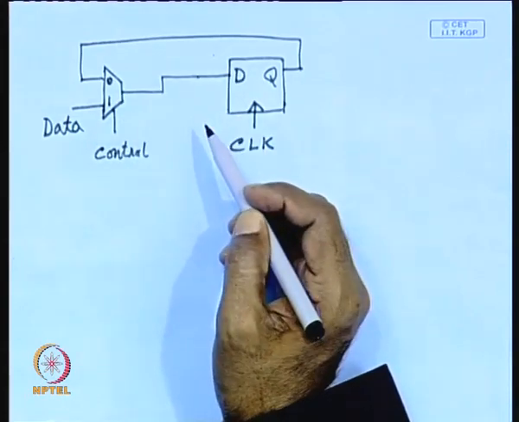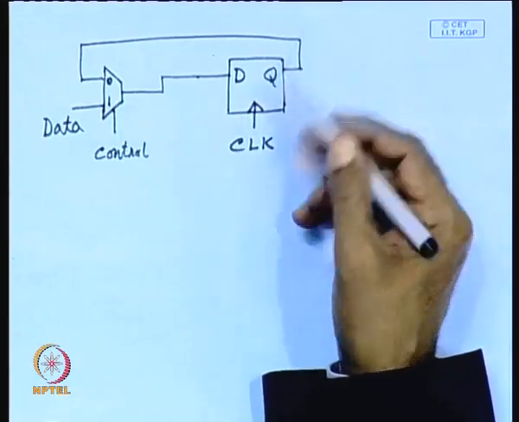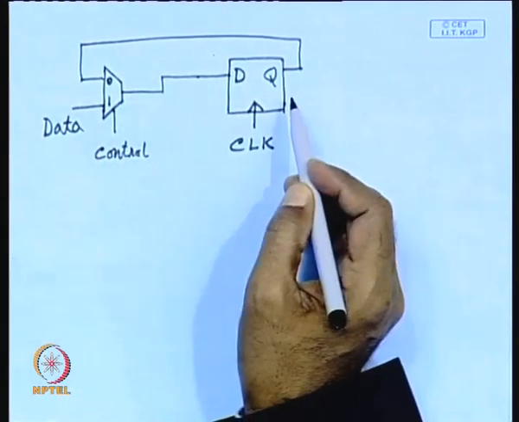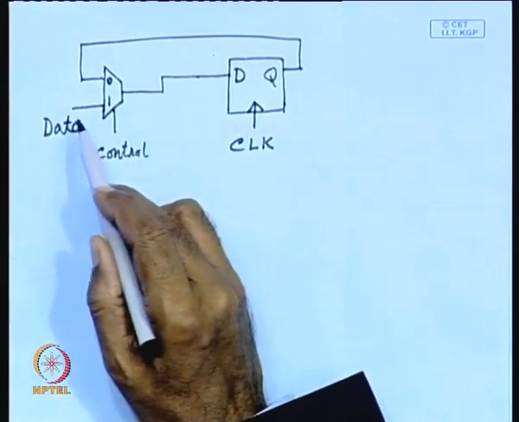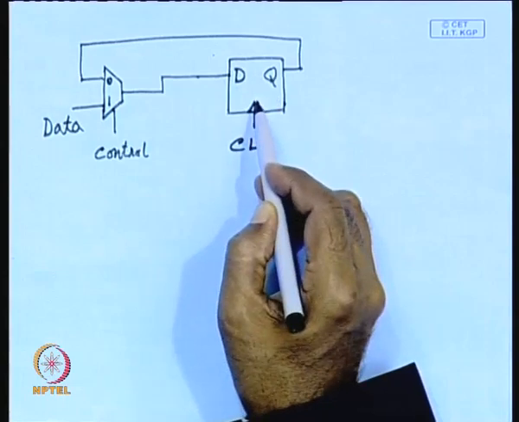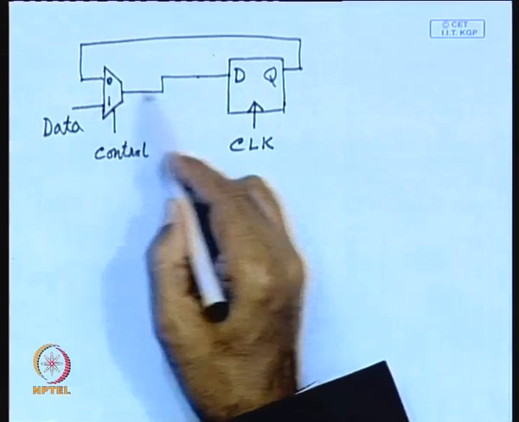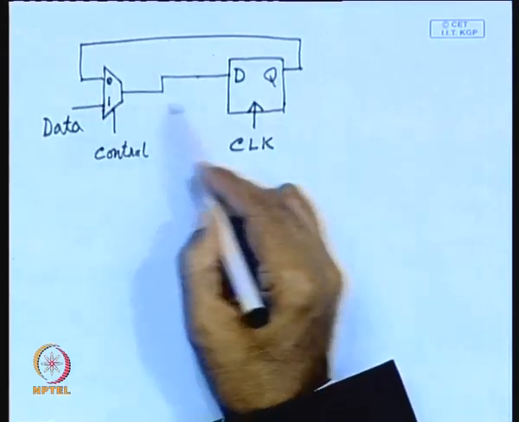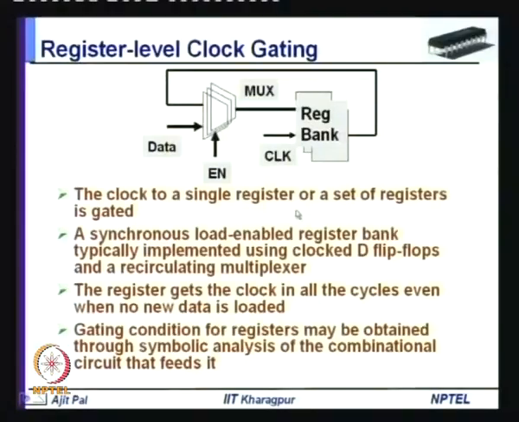Whenever you have a register bank, obviously this multiplexer is duplicated, the flip flops are duplicated and so on, but the basic operation remains the same. In this case you can see, when you are not loading new data into this register, you are unnecessarily dissipating power by applying the clock and recirculating the old data. And obviously, this can be clock gated. So, the clock to a single register or a set of registers can be gated, because this type of unnecessary loss of power can be prevented.